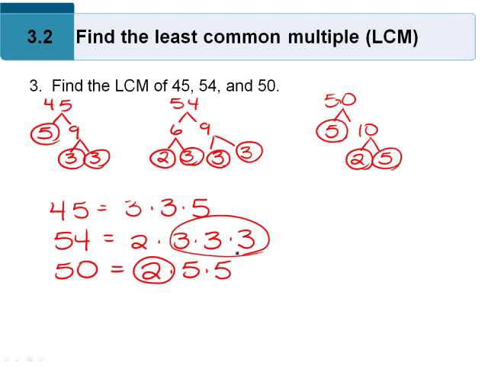Okay, so that's my 3 circle. Now look at the 5's. I've got 1 5 on the top line, 2 5's on the bottom line. So you want the biggest number of 5's. You're going to circle both of those on the bottom.